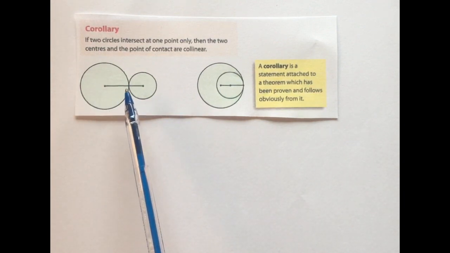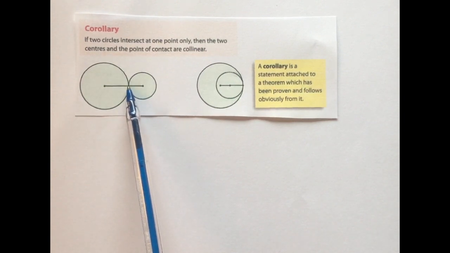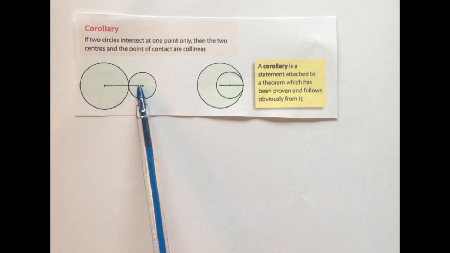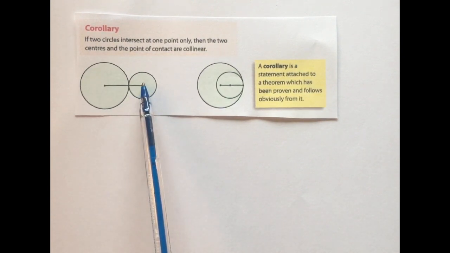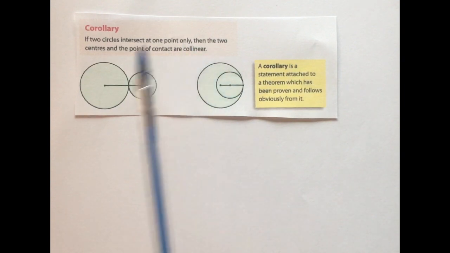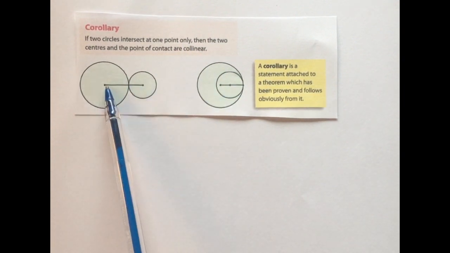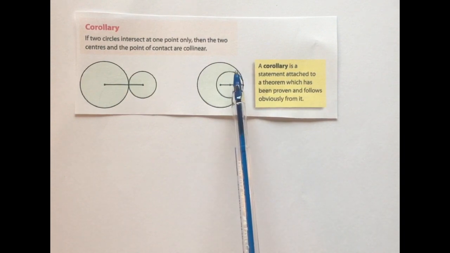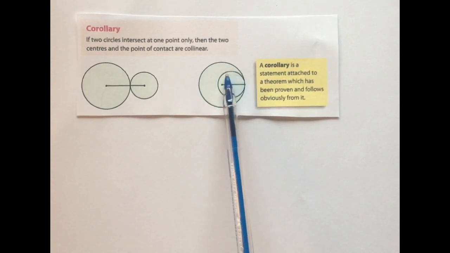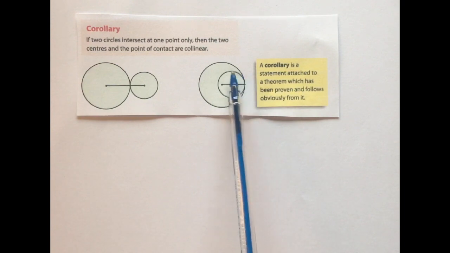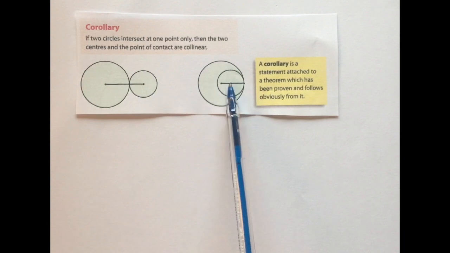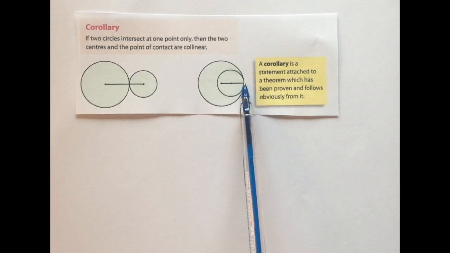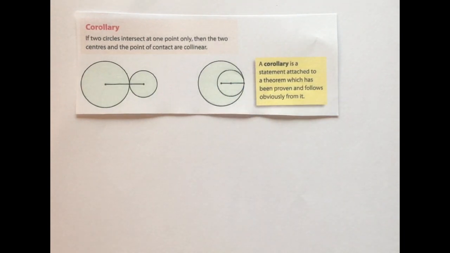So what this says is if you have two circles touching, intersecting at one point only, then the line between the two centers is going to be a straight line. That's what it means that they are collinear, which means the two points are along the same line. And likewise, if the circles are touching and it's an internal intersection, where one is inside another, there's still only one point of contact, and those two centers will still sit along the same line. So that's what that little point is saying.